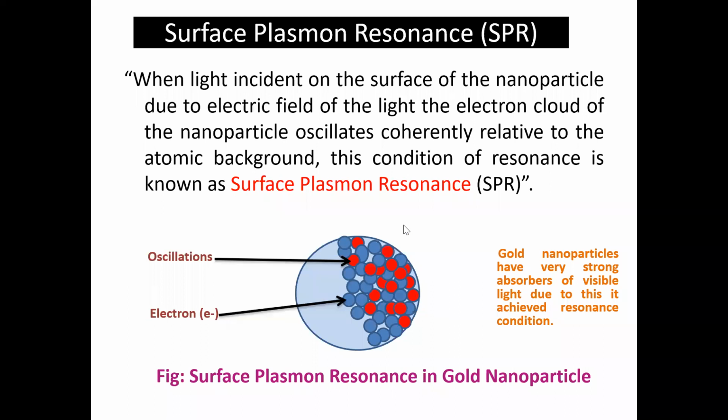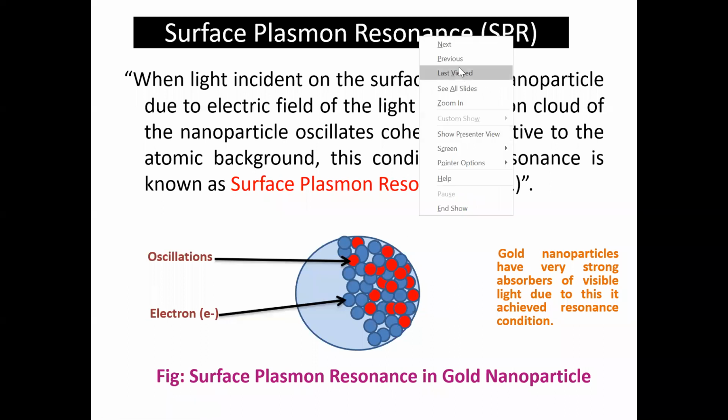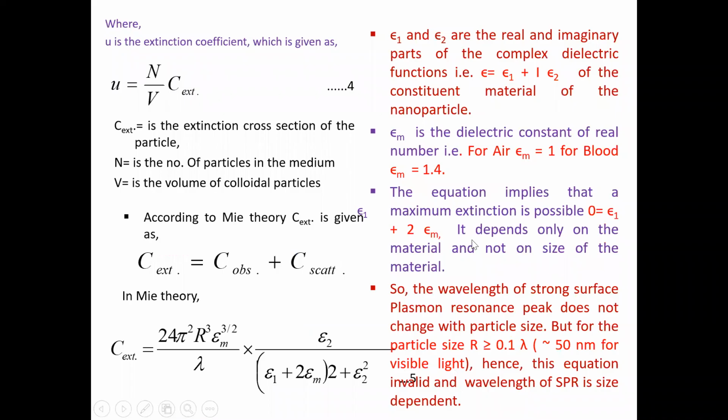SPR. Now, where do these surface plasmon conditions come from? We can see it from here. So if you consider this basic equation, I equals I0 into e raised to the power minus mu into x, where mu is N upon V into C extinction, right? So this C extinction means the extinction cross section of the particles. N is the number of particles in the medium and V is the volume of the colloidal particles.